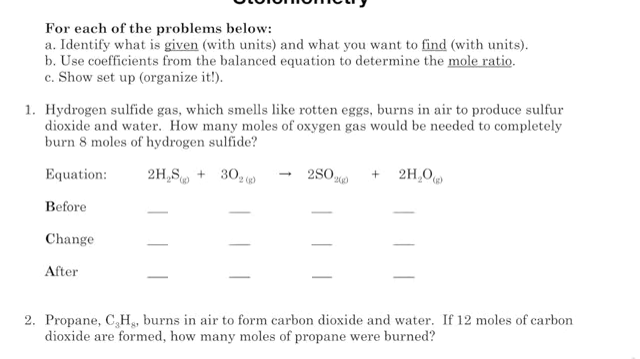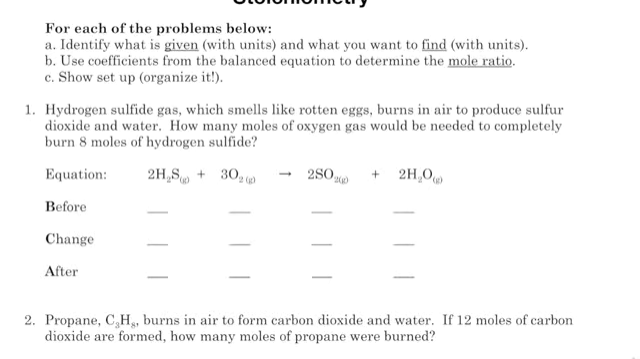Okay, I'm going to go through two problems in the stoichiometry worksheet with you guys. The key is setting up this BCA table. So, number one, hydrogen sulfide gas, which smells like rotten eggs, burns in air to produce sulfur dioxide and water. How many moles of oxygen gas would be needed to completely burn 8 moles of hydrogen sulfide?